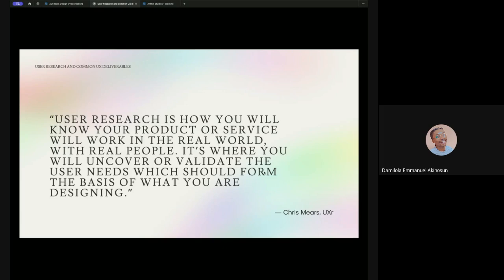Because one thing we do a lot as designers is that we come up with imaginary problems for imaginary people, and we spend days, weeks, months trying to build out that imaginary solution. But when it comes to real life products, that approach is not going to be feasible. That approach is not going to work. So basically, what Chris is trying to tell us is that user research is extremely important, and the importance cannot be overemphasized.